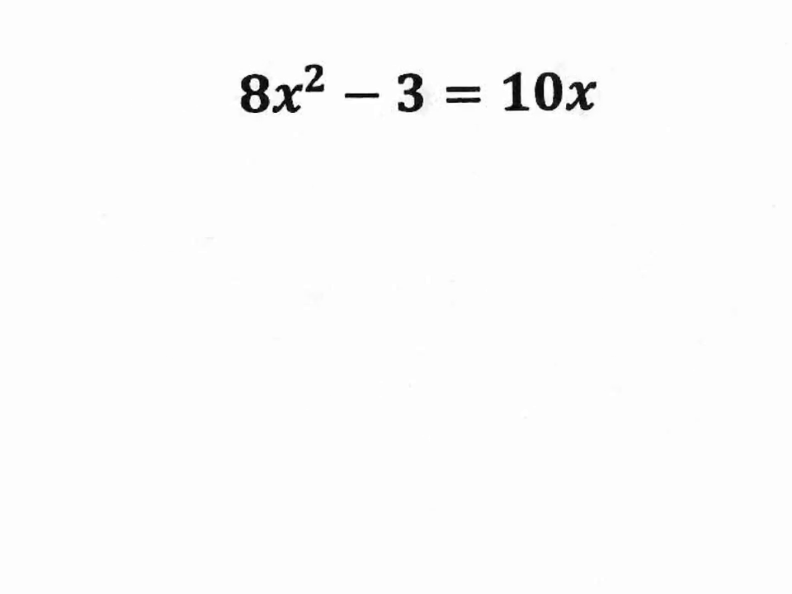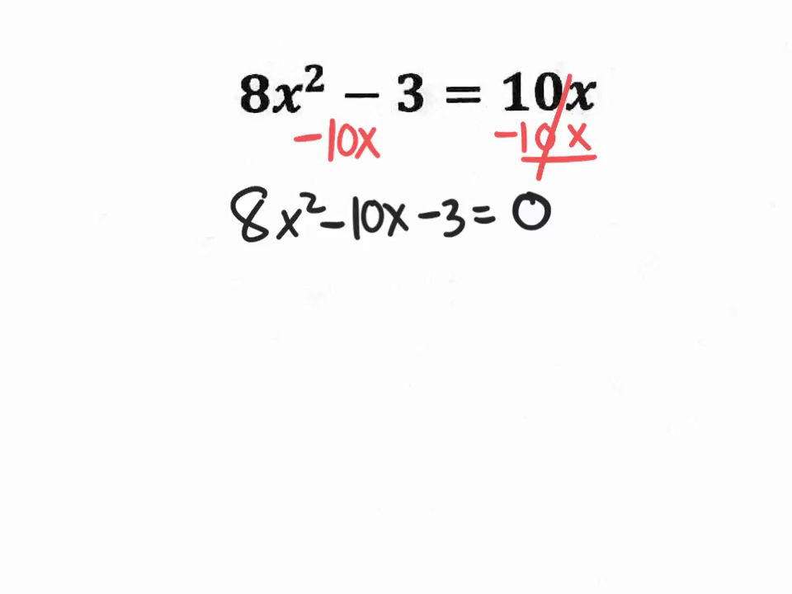So let's first make this one equal to 0 by subtracting 10x. What you do to one side, you do to the other side. Now, you can't really subtract 10x's from x squared or from numbers, you just need to rewrite it. 8x squared minus 10x minus 3 equals 0. Now, at this point, we have a quadratic trinomial, and the a value is 8, the b value is negative 10, the c value is negative 3.